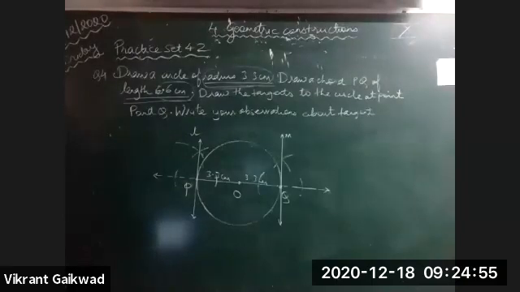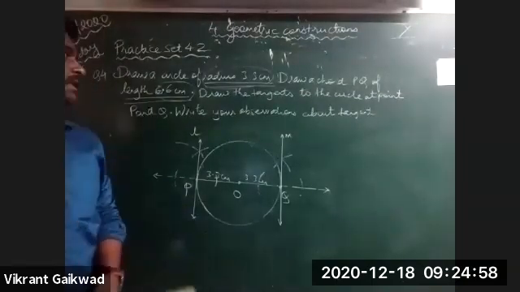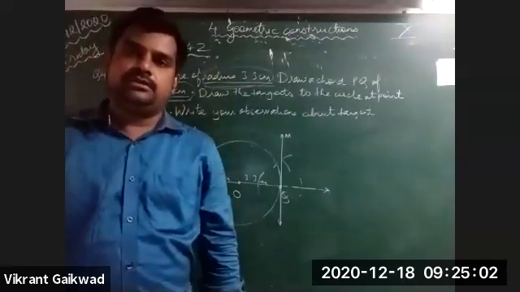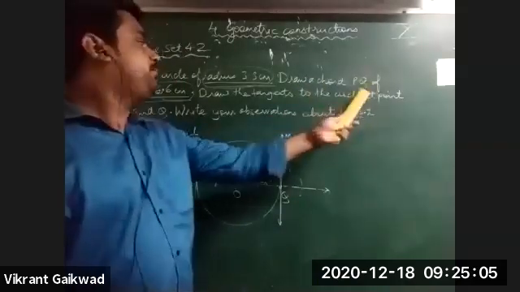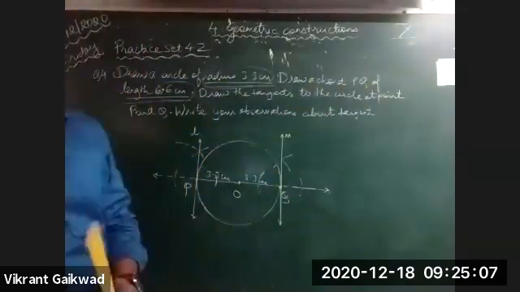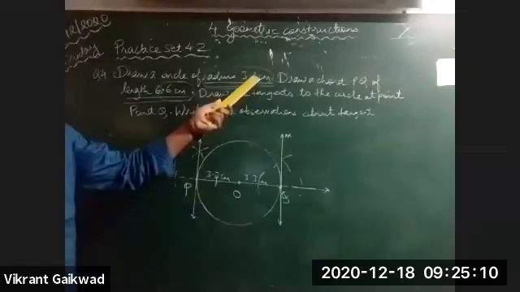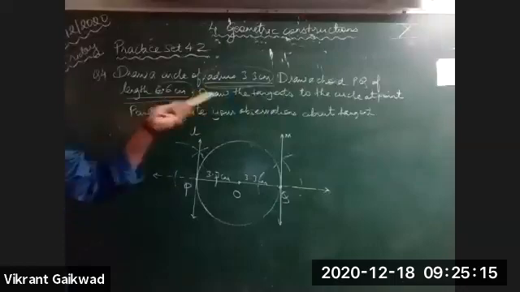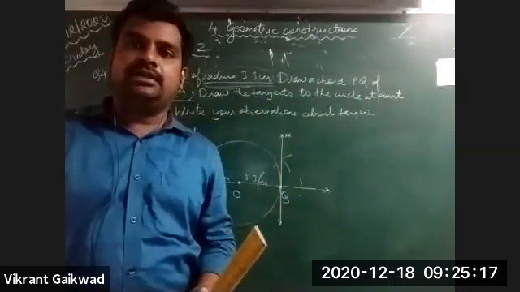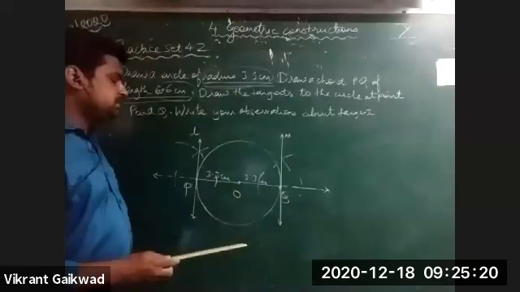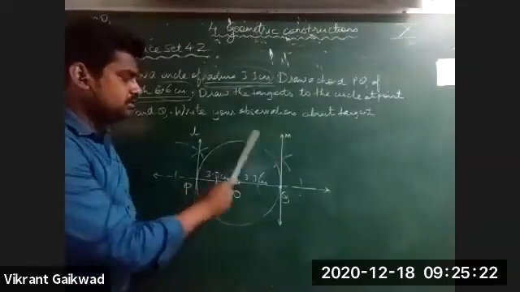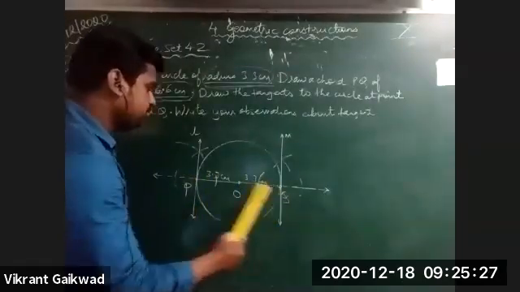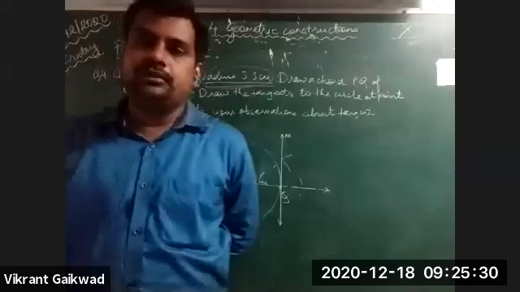I'll explain this again. The question is: draw a circle of radius 3.3 centimeters, and draw a chord PQ of length 6.6. Now, when you check the values, 3.3, double of 3.3 is 6.6, so this chord is going to be the diameter. With the center O, draw the circle of radius 3.3 and draw the diameter PQ.